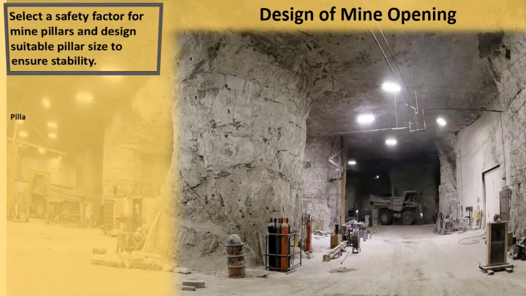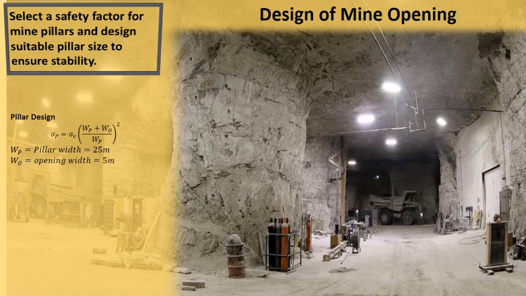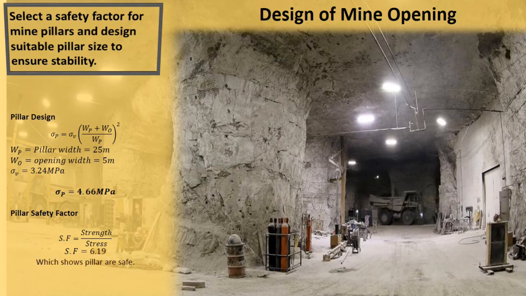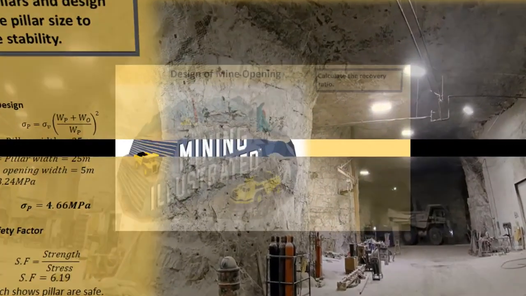Pillar stress formula is given, where the pillar width is 25 meter and the opening width is 5 meter. The vertical stress is 3.24 megapascal. By putting this value into the formula, the pillar stress is 4.66 megapascal. After that, we calculate the factor of safety, which is strength to stress, and its value is 6.19, which shows that our pillars are safe.